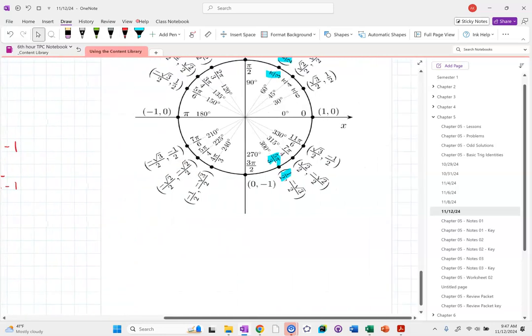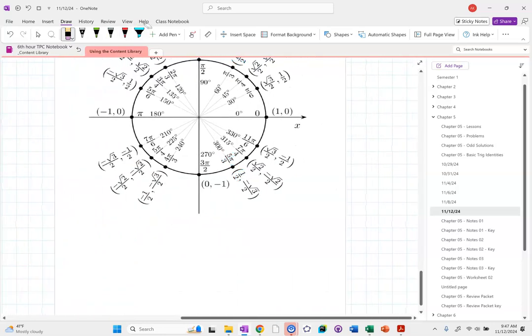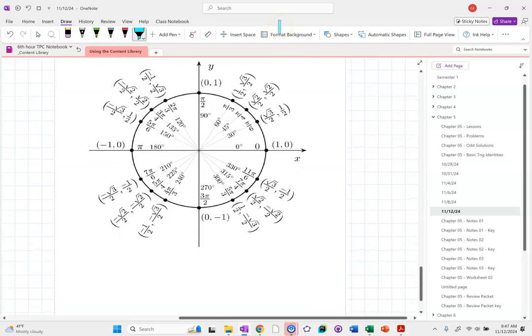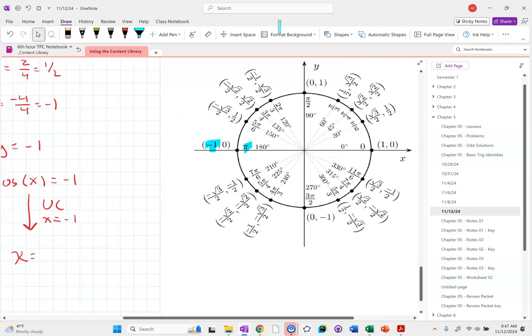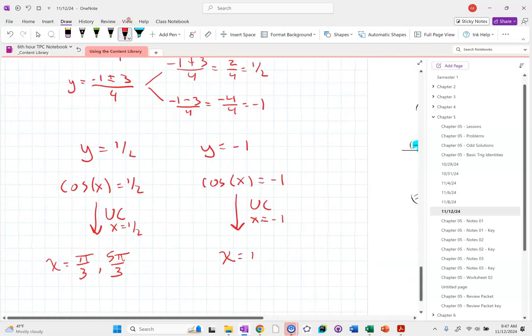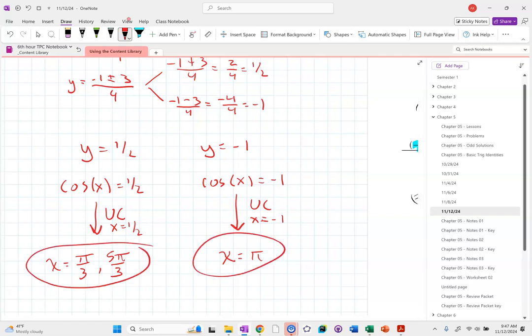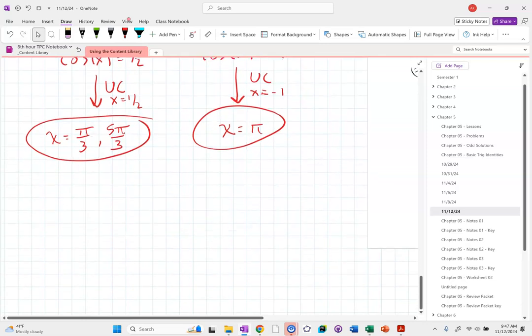And then the other place we're looking for now is where x is negative 1. So, aha, pi. Oh, that's the only one. So that had 3 solutions. That feel okay there? So far, so good? Okay.